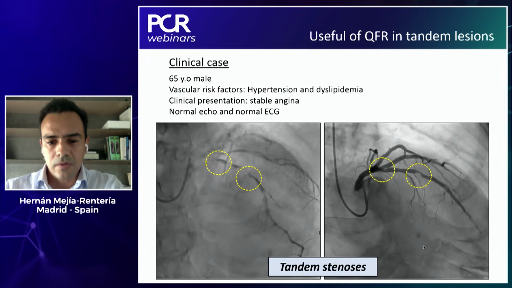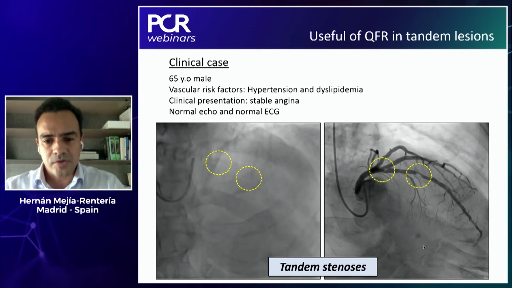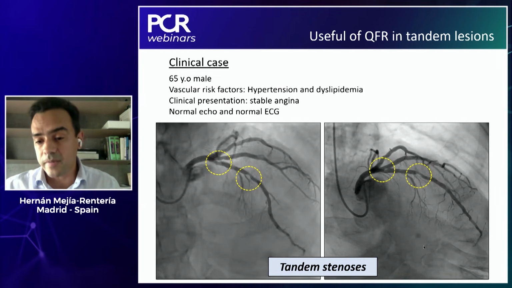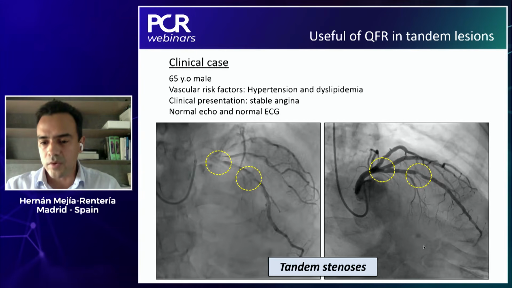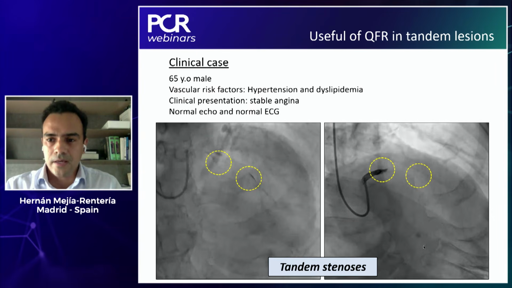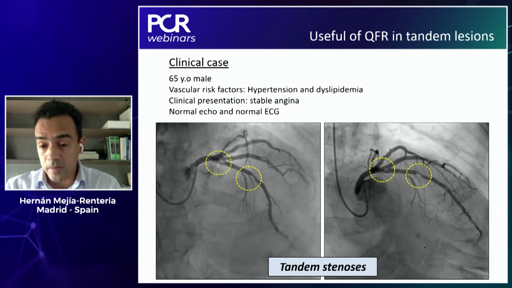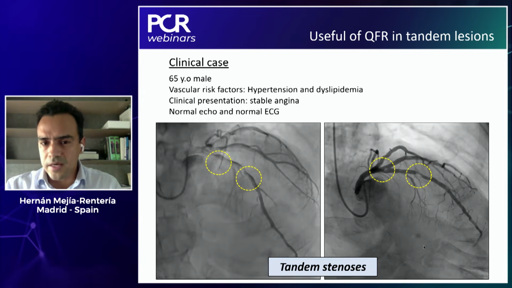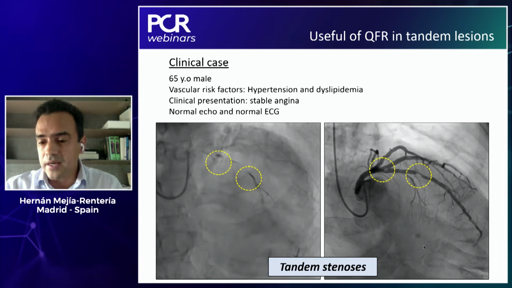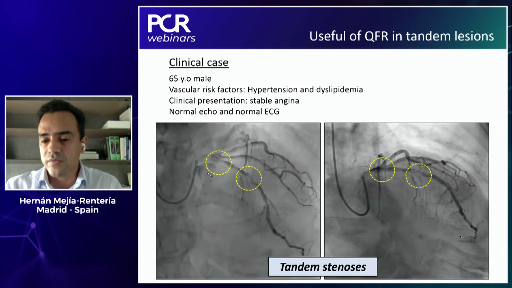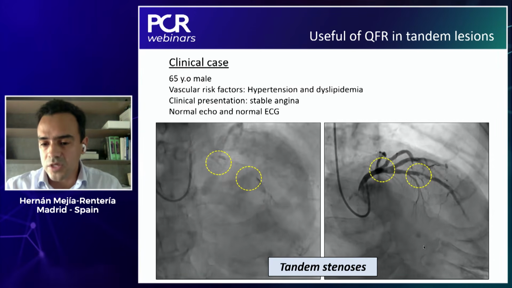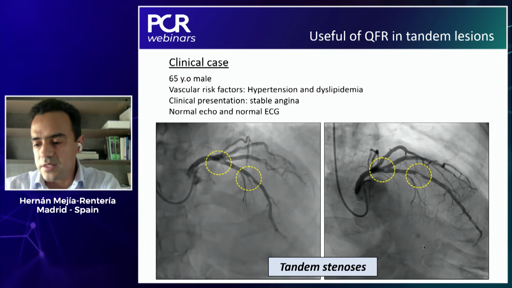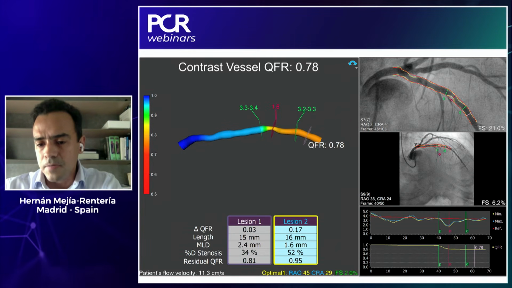So let me present this case first. This is a 65-year-old male with hypertension and dyslipidemia, and a clinical presentation of typical stable angina. The echo and the EKG in this case were normal, and a clinically indicated angiography revealed 2 intermediate stenoses in the proximal and the mid segment of the LAD. In this case, I want to remark on the value of QFR in the presence of tandem stenosis.